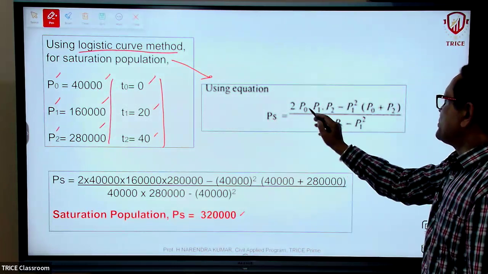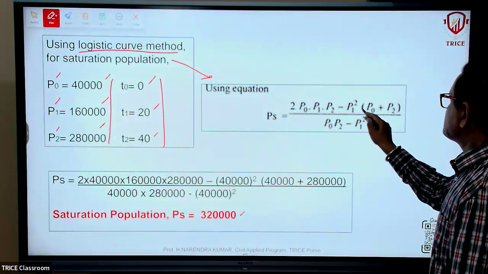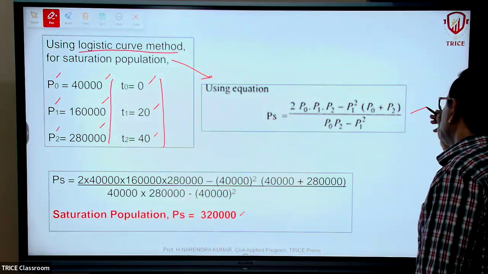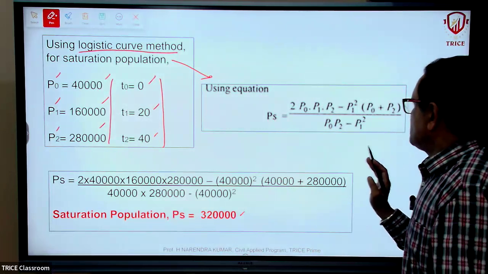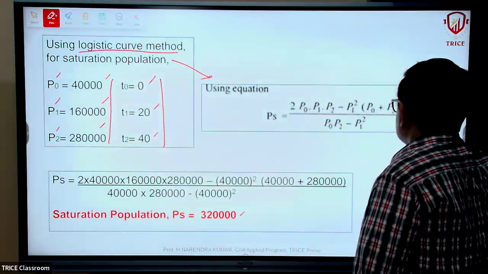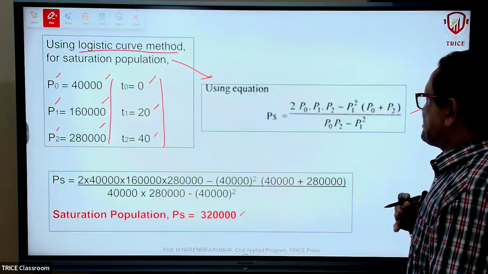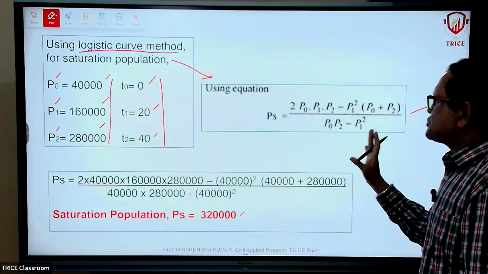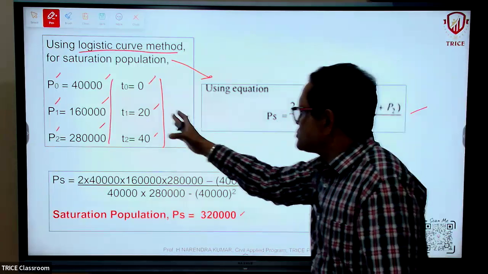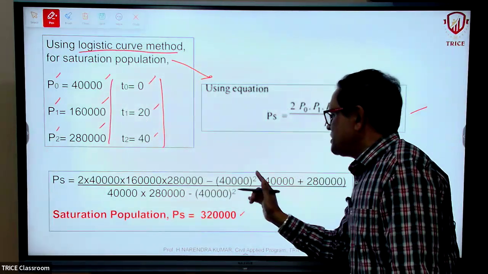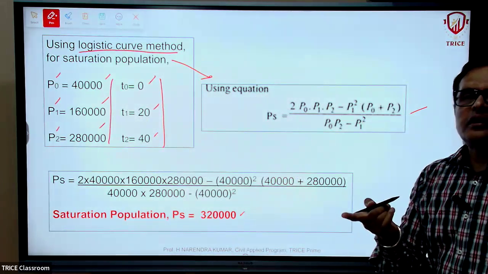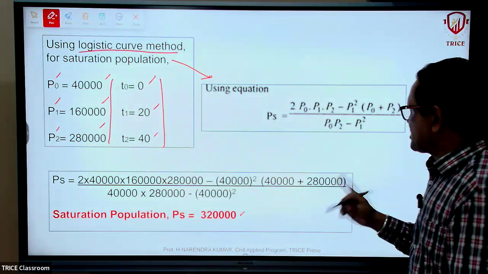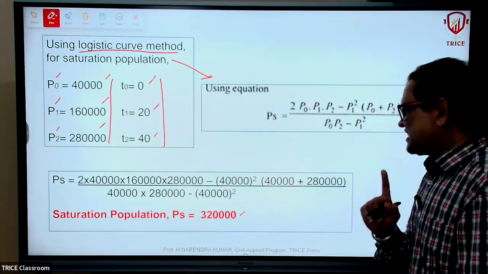So Ps is equal to 2 P naught P1 P2 minus P1 square into (P naught plus P2) divided by (P naught P2 minus P1 square). This you need to remember. That's the only option. So you need to substitute all these P naught, P1, P2 in this equation. My experience is that 60% of the time, even students who know the equation and know how to substitute the values won't get the right answer due to wrong calculator usage. So you must check at least 2 times for this kind of problem.